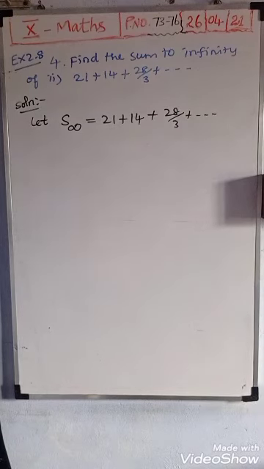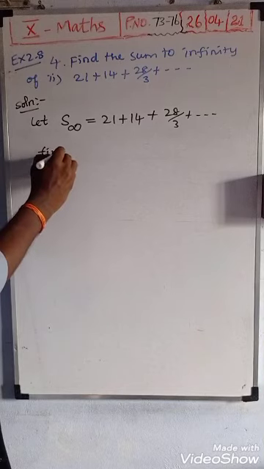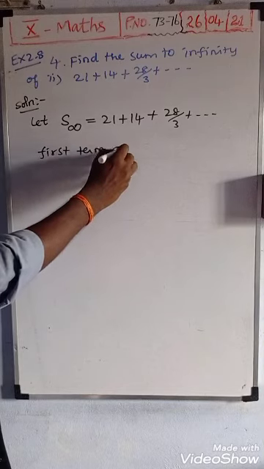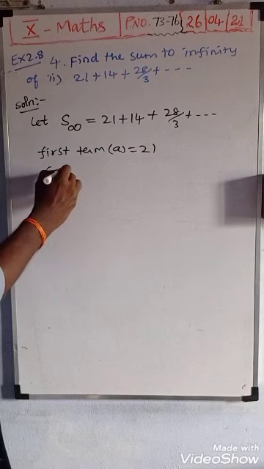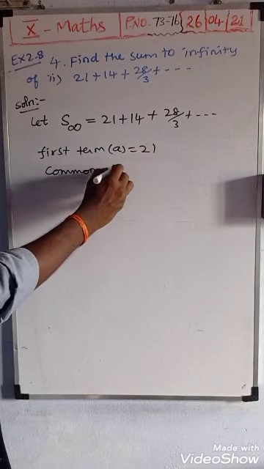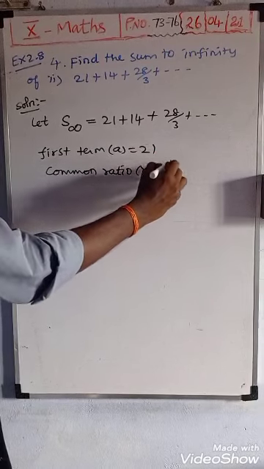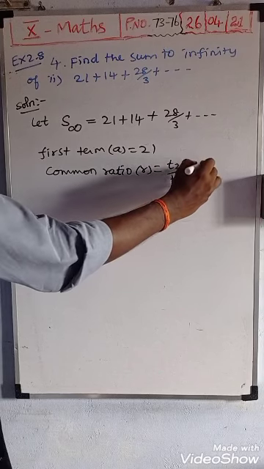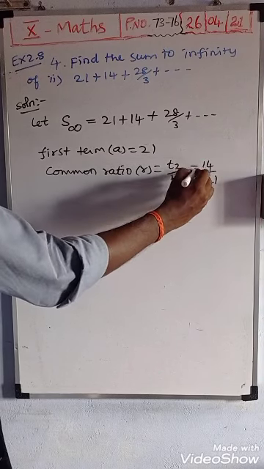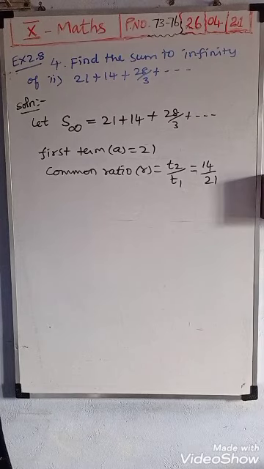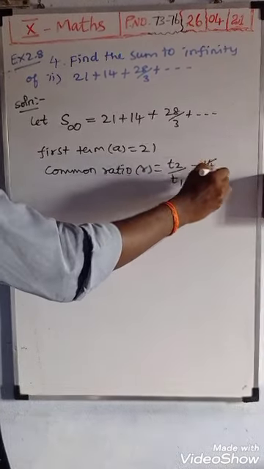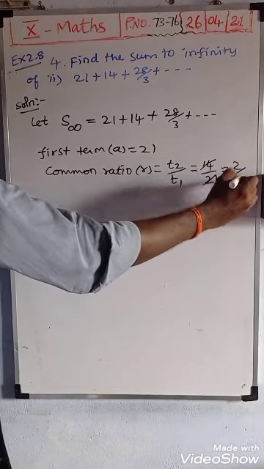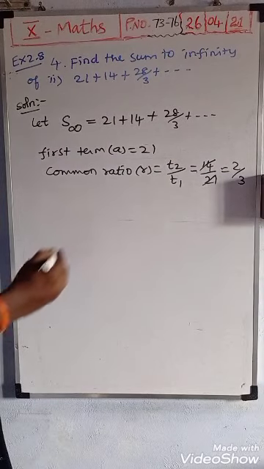What is the answer? For that, first we want to find the first term a is equal to 21, then the common ratio. Common ratio r is equal to second term divided by first term, so 14 by 21. Okay, 14 by 21, so this can cancel. 7 table means 2 by 3. Okay, r is equal to 2 by 3.